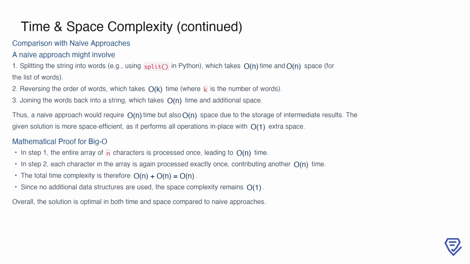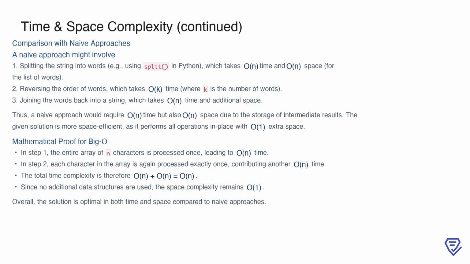In contrast, the given solution avoids these intermediate steps and their associated space overhead. By performing all operations in place, it achieves the same O(n) time complexity but with a significantly reduced space complexity of O(1). Mathematically, the total time complexity of the optimized solution can be confirmed as n plus n equals O(n), since each character is processed exactly twice. Furthermore, with no additional data structures used, the space complexity remains O(1).